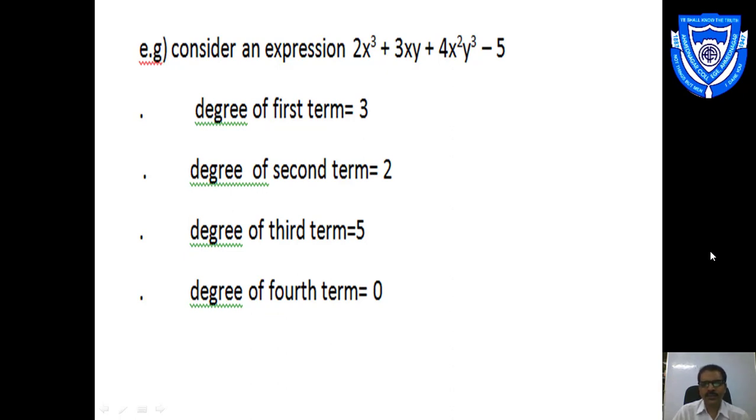Fourth term 5. Now it doesn't include any variable. Variable is not included, meaning that the power of the variable is considered to be 0. And that's why the degree of fourth term is 0. In short, whenever any constant term appears in the mathematical expression, the degree of that constant term is taken to be 0.